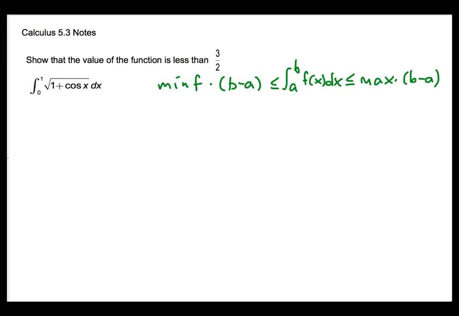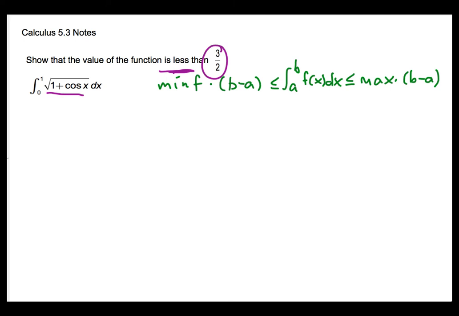And we've got this integral right here, the square root of 1 plus cosine x dx from 0 to 1. We just want to show that it's less than 3/2. And we don't really have a way to solve this integral right now, but we're just asked to show that it's less than. So here's what we're going to do.